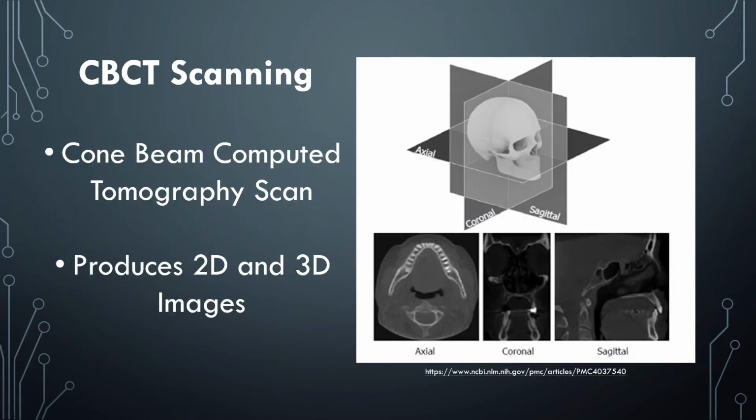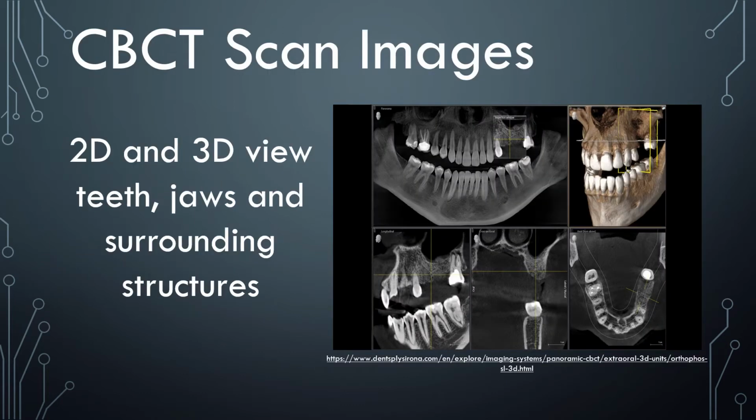CBCT enables clinicians to obtain 2D and 3D imaging. All CBCT units provide axial, coronal, and sagittal multiplanar reconstructed images without magnification. These images view the teeth, jaws, and surrounding structures, which helps improve treatment planning. If settings are set correctly and the client doesn't move, the images are extremely accurate.